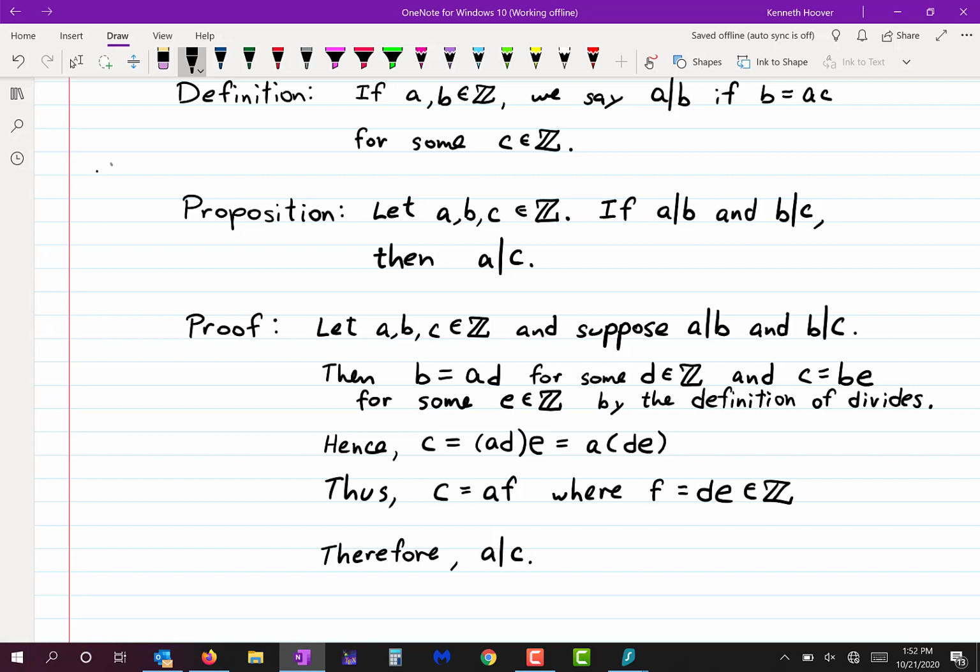Therefore, A divides C. And why is that? What am I basing that conclusion on? I'm basing it upon the previous line and the definition of what? The definition of the word divides.